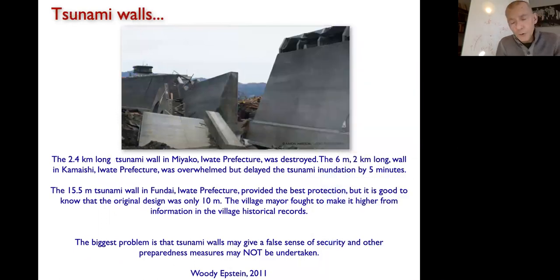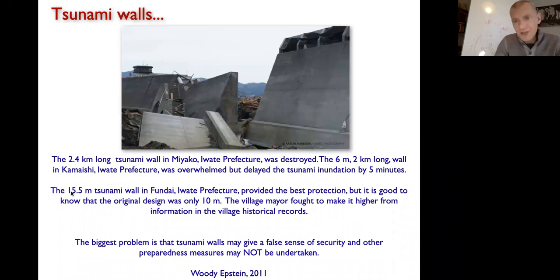But then what occurred in reality is that most of the seawalls, also impressive ones, like this 2.4 kilometer long tsunami wall in Miyako, it was 6 meters high for 2 kilometers. Can you imagine? I cannot imagine. But actually, it was totally destroyed. Well, there was another tsunami wall, Fudai, sorry, it's Fudai, not Fundai, near Miyako, that was much larger, much higher, and it resisted, and it saved that village.